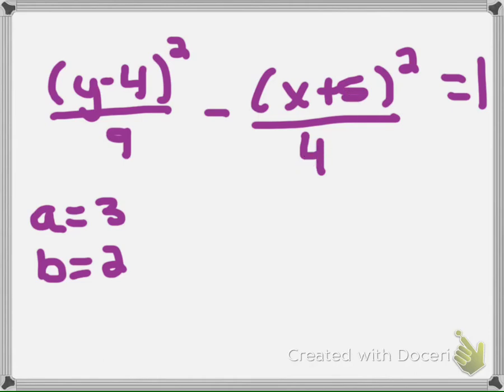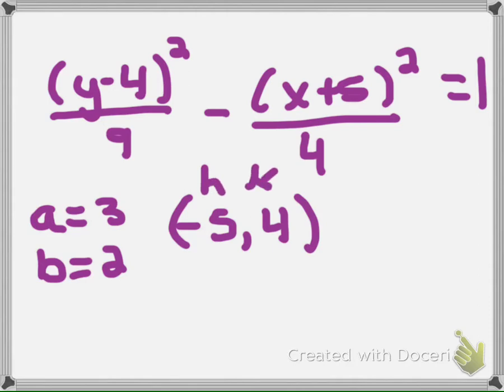Now I can also tell the center then. My center on this is negative 5, 4. And I know that because when it gives me y minus k squared, then there's my k, because the center is hk, just like it was in ellipses and hyperbolas. And over here, my x minus h is telling me what I have for my h of my center hk.